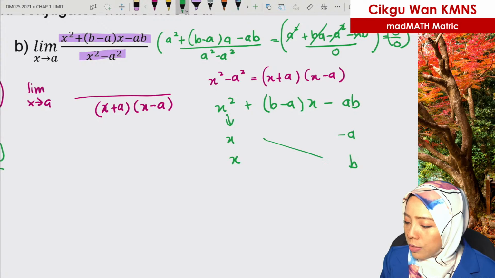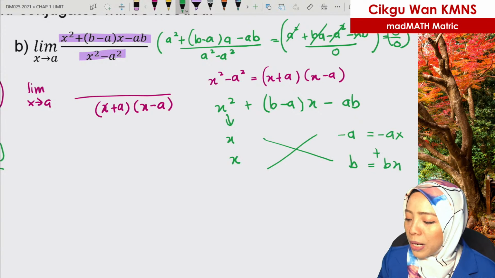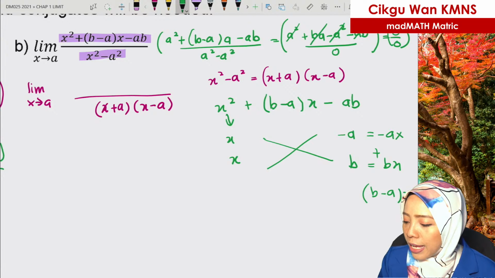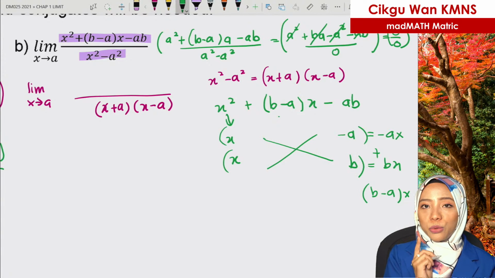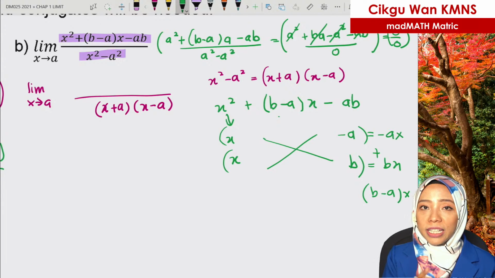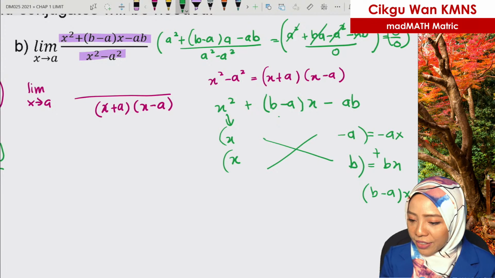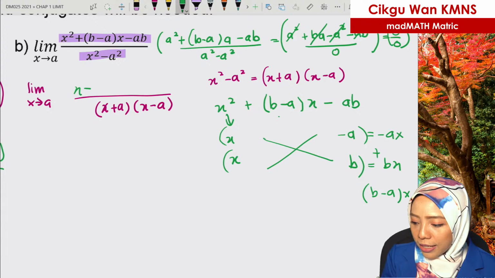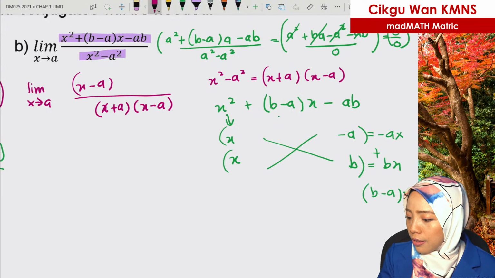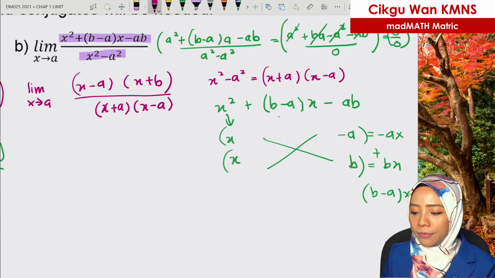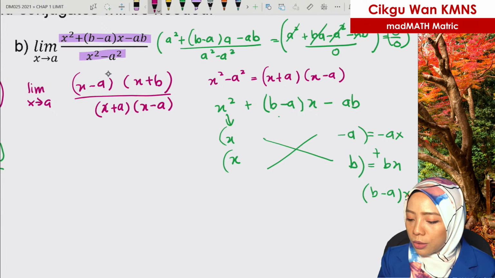b. Okay, so now cross multiply: this will give you negative ax, this will give you bx, and when you add, b minus a x. So it is correct. This is your factor. This is how you find the factor if given unknowns. Okay, can or not? Alright. So we write down here x minus a, x minus a, and x plus b. Okay, check back when you expand. Do you get back the one above? x square. Okay, same.